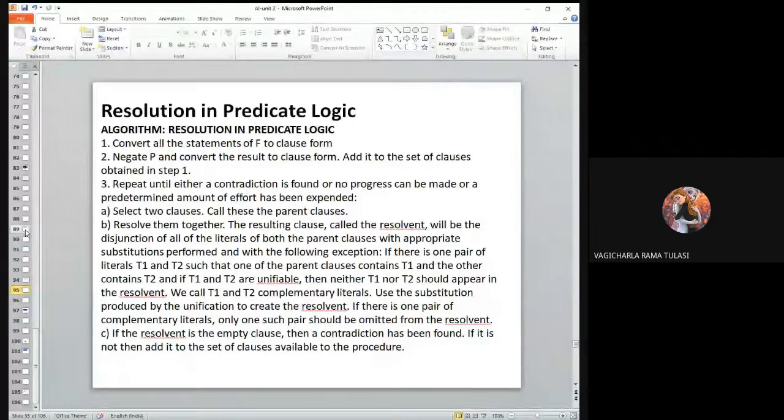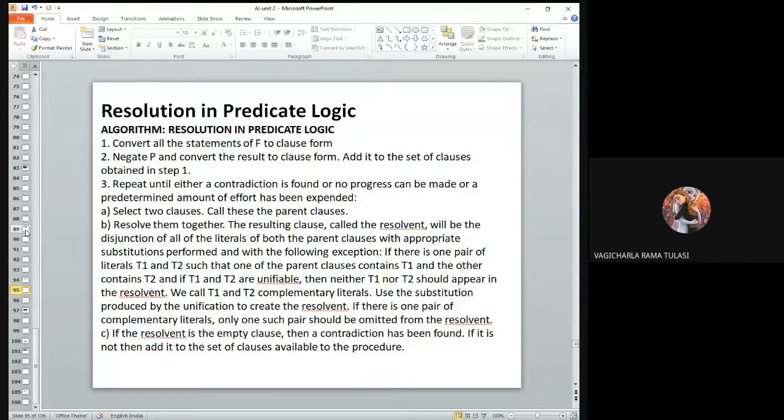Resolution in predicate logic. Convert all the statements of F to clause form. Negate P and convert the result to clause form. Add it to the set of clauses obtained in step 1. Repeat until either a contradiction is found, or no progress can be made, or a predetermined amount of effort has been expended. Select two clauses. Call these the parent clauses.